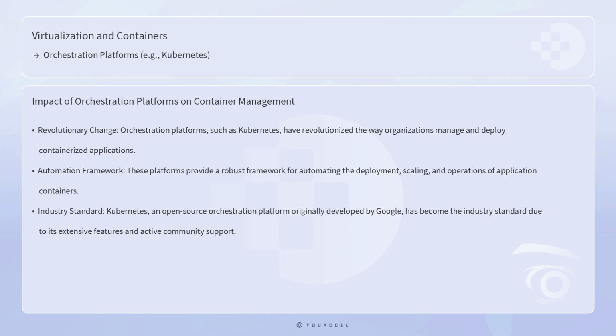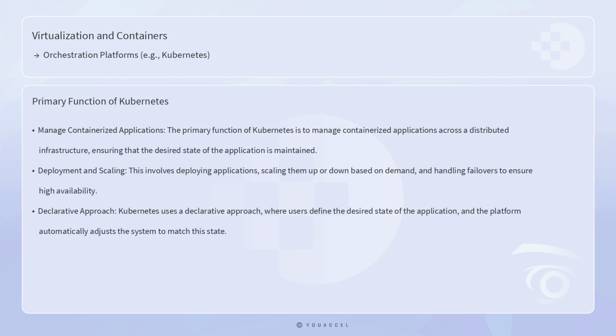Kubernetes, an open-source orchestration platform originally developed by Google, has become the industry standard due to its extensive features and active community support. The primary function of Kubernetes is to manage containerized applications across a distributed infrastructure, ensuring that the desired state of the application is maintained. This involves deploying applications, scaling them up or down based on demand, and handling failovers to ensure high availability.